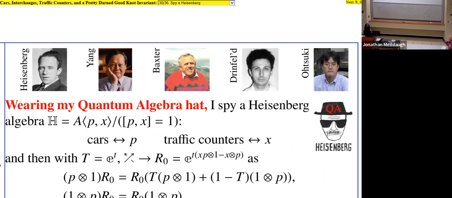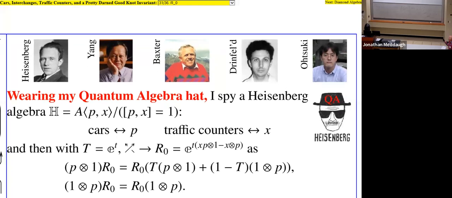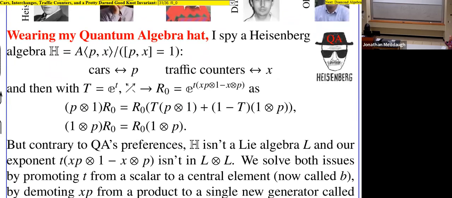And basically the Bureau rules for traffic are recovered from that. They are how P and X commute with exponentials. That comes near what happens in quantum algebra, but not quite, because quantum algebra prefers Lie algebras and prefers exponentials in which the thing being exponentiated is in the Lie algebra tensor itself.